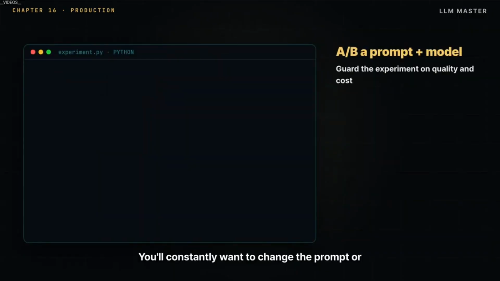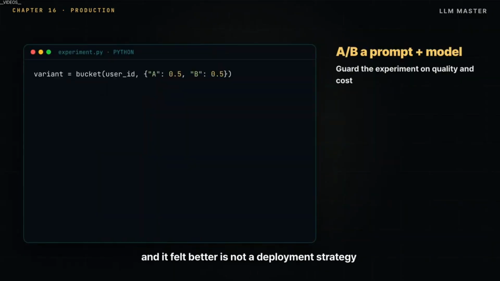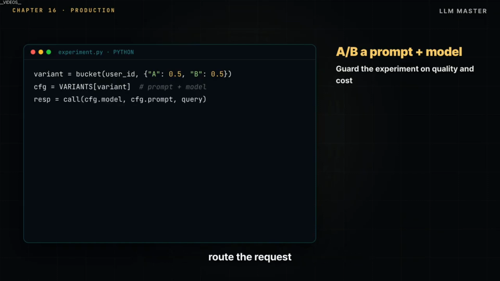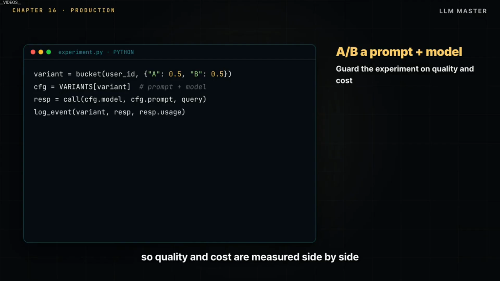You'll constantly want to change the prompt or swap the model, and "it felt better" is not a deployment strategy. A/B test it. Bucket each user deterministically. Same user, same variant. So results are stable and clean. Each variant is just a prompt plus a model. You route the request, then log the variant with the outcome and its token usage, so quality and cost are measured side by side. The part people skip is the guardrail.